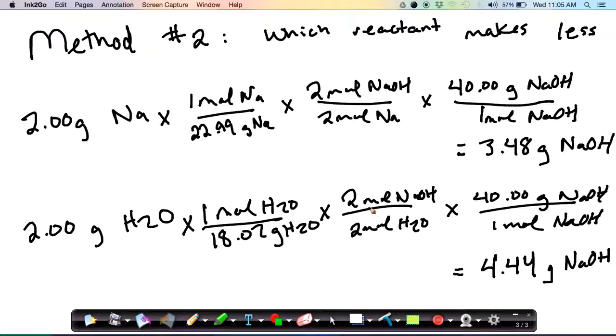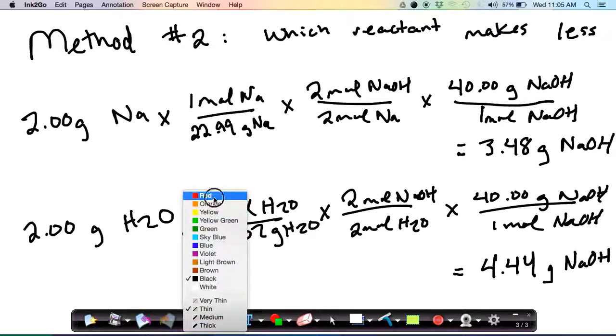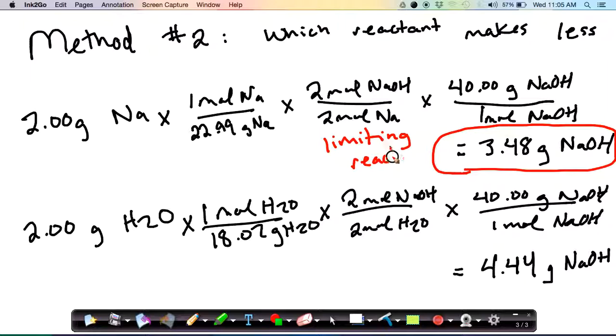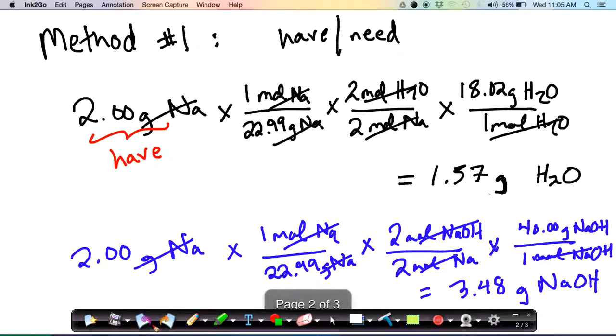So in this method, we've done 2 calculations, starting with each of the specific reactant masses to figure out how much of one of the products we would make if all of that reactant were used up. It's easy now to identify which reactant is the limiting reactant. Whichever of these calculations gives the lower mass of sodium hydroxide, that would be the 3.48. 3.48 is less than 4.44. That reactant is the limiting reactant. So we see that sodium is the limiting reactant using method 2, and that we're going to produce 3.48 grams of sodium hydroxide, the exact same answer we got with method number 1.